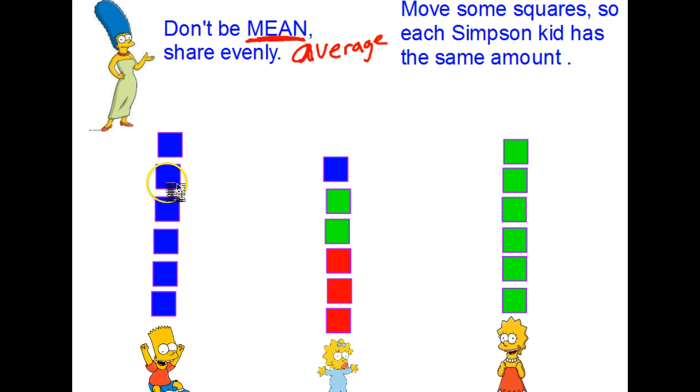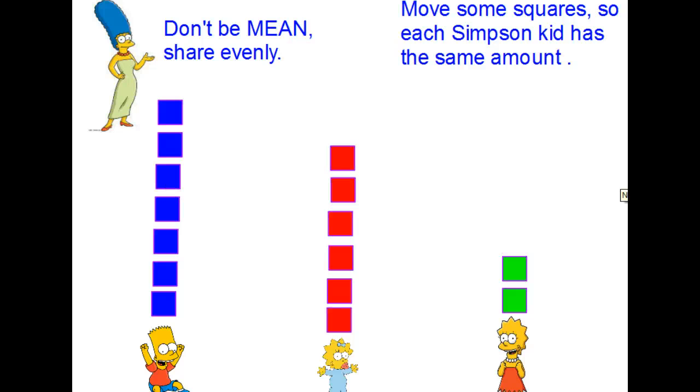And now everyone has 1, 2, 3, 4, 5, 6. That was the same problem that we just did with the 3 plus 7 plus 8. 18 divided by 3. Here's another one.